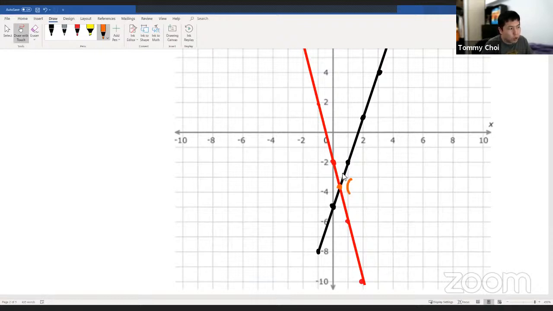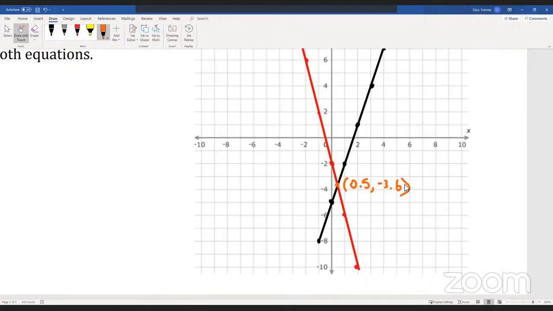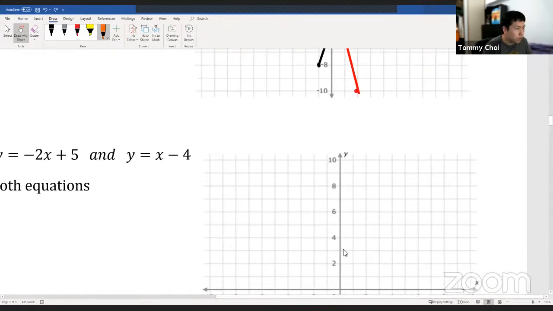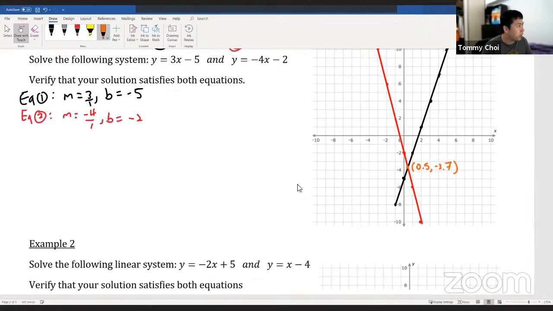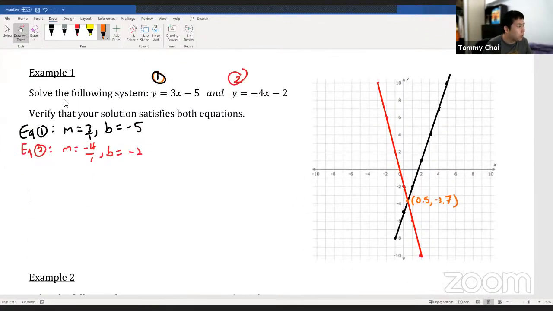If you were to put down some coordinates on it, I'd say approximately 0.5, comma, a little past -3. So we'll call it like -3.7. Yeah, so 7. James saying 7, we'll do 7. Something like that. Now, I'm not going to check. I didn't think that this would give such a terrible point of intersection, so we're not going to verify for this one. We'll work on the verification on the next one.